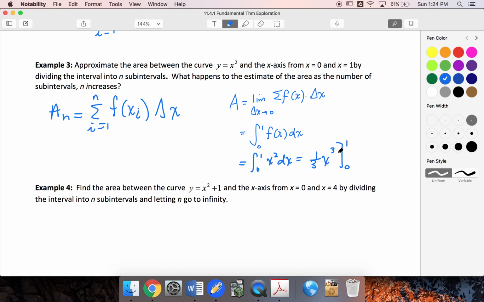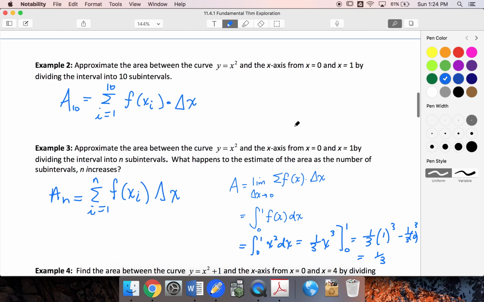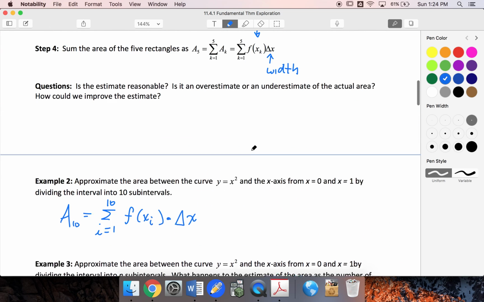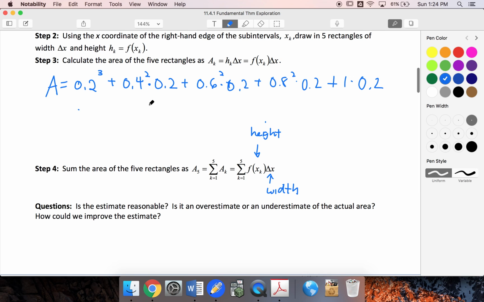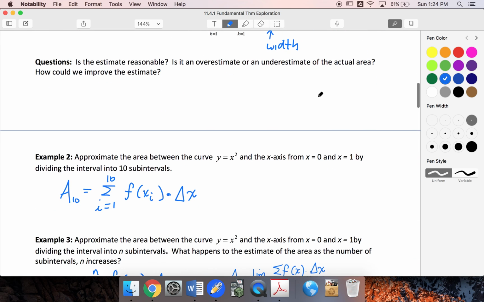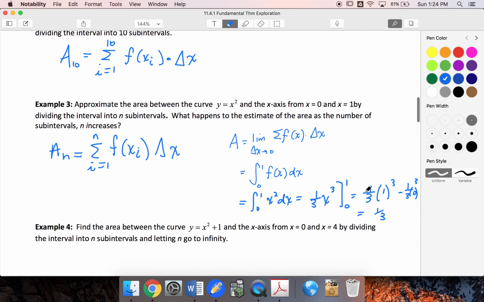So I'm going to take my largest number and plug it in, and subtract the smaller value. So I get that my area is about 1/3. If we look at our values here, and we should have actually calculated them so that we could compare, we would see that we're getting closer and closer to 1/3.